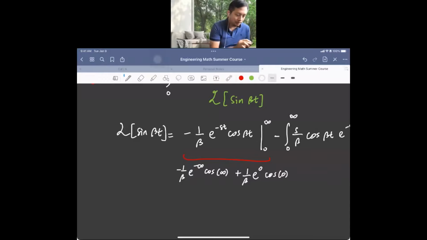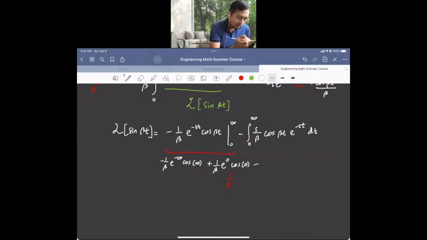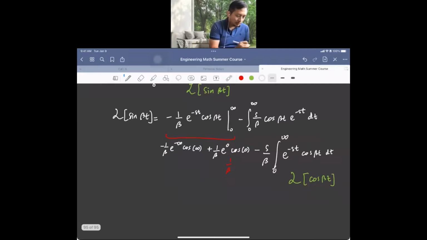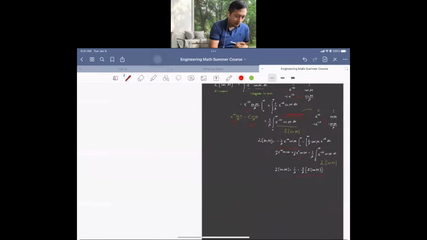Okay. So this will be 1 over beta. This will be 1 over beta. And this part here, we can factor out s over beta, and it gives the integral of e to the negative st cosine beta t dt. Okay, we got another Laplace of cosine beta t over here. So we can use this, 1 over beta minus s over beta times Laplace of cosine beta t. This is our Laplace of sine beta t. We can use all of this and substitute into our Laplace of cosine beta t.